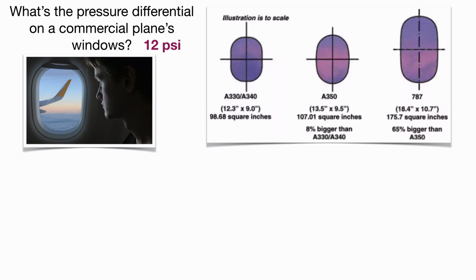So let's take a look at a couple aircraft windows. We're going to go to the one on the left, the Airbus 330, because it has a nice 100 square inch surface area. So we have 12 PSI, we have 100 square inches of area. That gives us 1,200 pounds of force. People probably didn't realize that when you're at cruising altitude, there's 1,200 pounds of force pushing on that window, trying to push that window out of the frame.